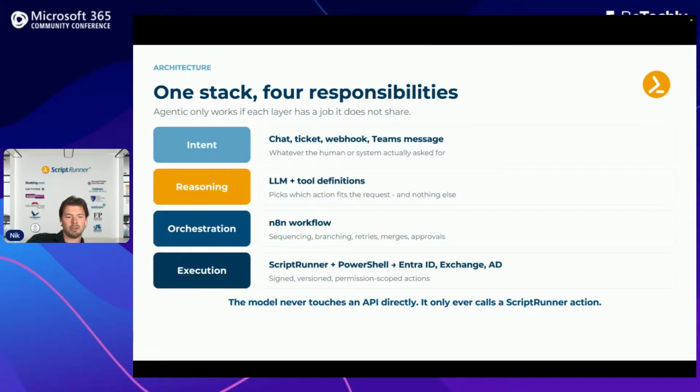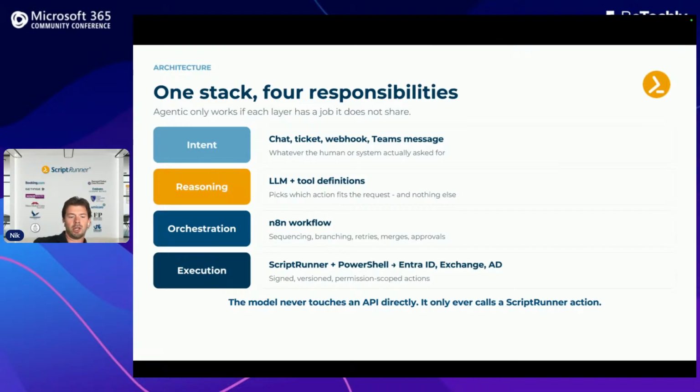Second one is reasoning. So reasoning is the LLM plus a set of tool definitions. So its job, and its only job in this case, is to look at the request that it received and pick which action fits, which tool fits. And that's it. In a way, it's a router with good natural language comprehension.